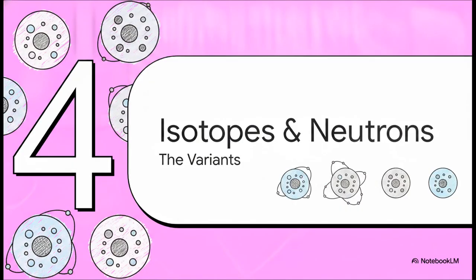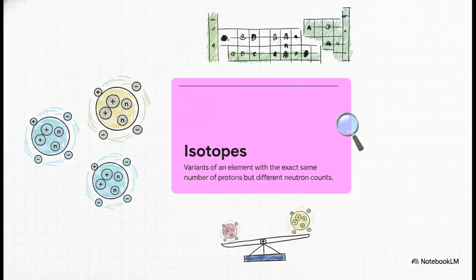All right, home stretch. Let's move to our final section, Section 4, Isotopes and Neutron Calculations. We've established that the number of protons is set in stone, right? It defines the element. But what about those neutrons hanging out in the nucleus? Well, their numbers can actually vary in nature. These natural variations are called isotopes. By definition, isotopes are variants of the exact same element, meaning they have the exact same number of protons, but they differ solely in their neutron count.